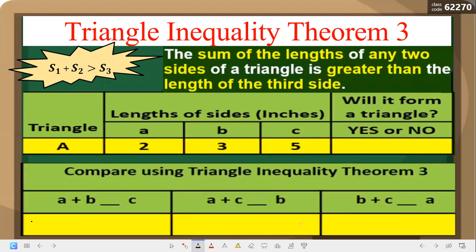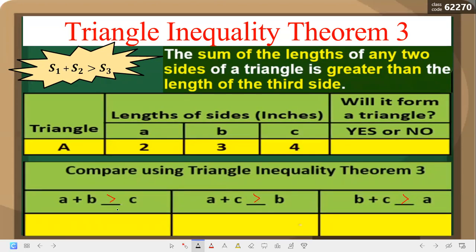So, A plus B, we have 2 plus 3 is greater than 5. So, is 5 greater than 5? Therefore, since we have the same number, it is not greater than. So, therefore, it is equal.